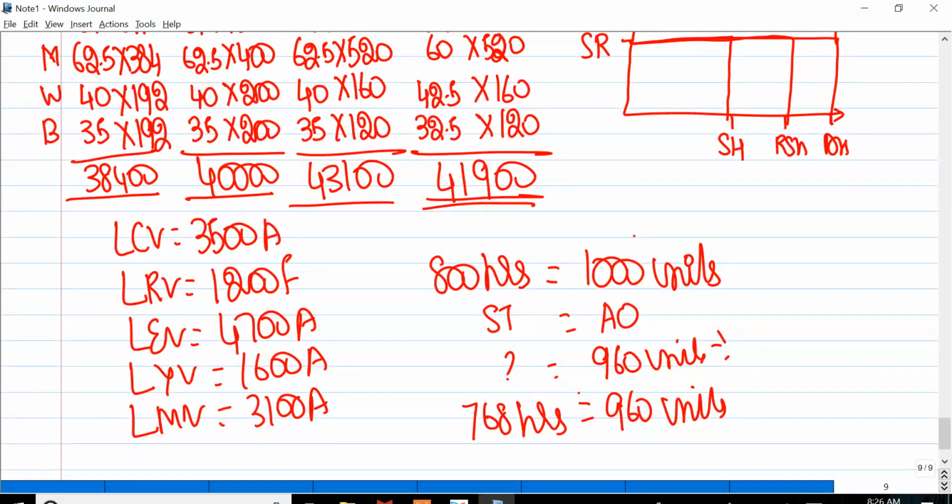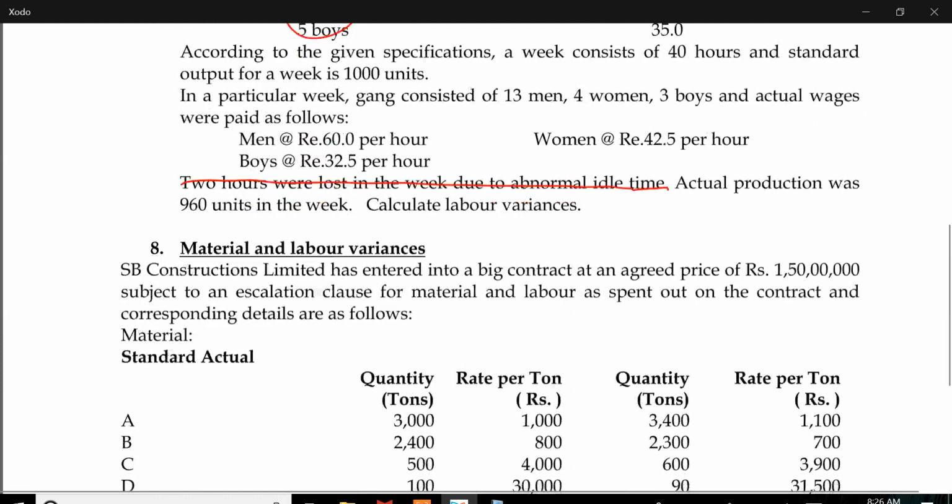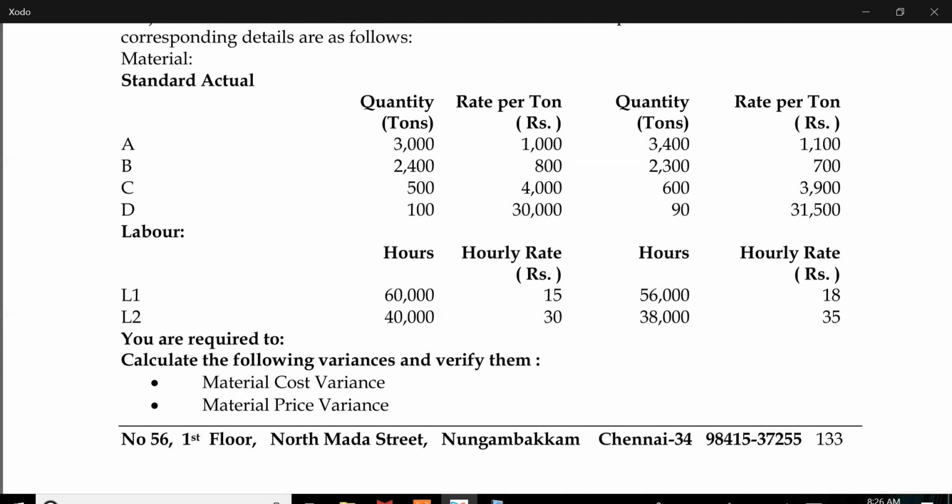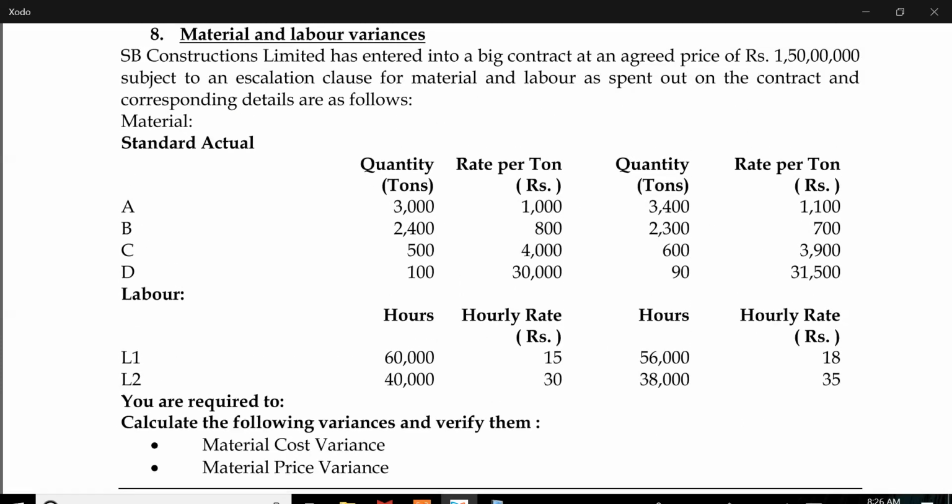Can we proceed? Any doubts on this? Anybody has any doubts on this question? Clear? Can we proceed? Let's move to question number 8. Please go through question 8.